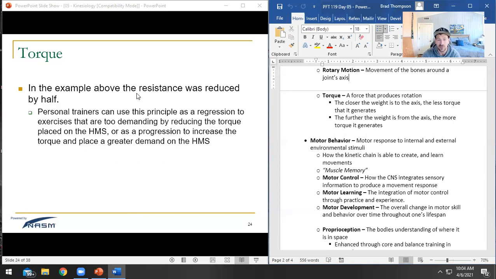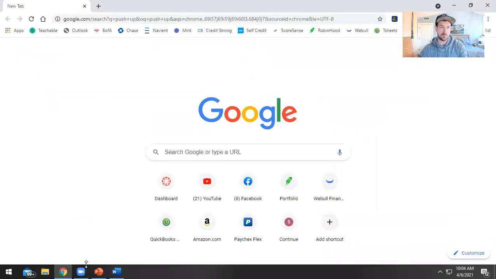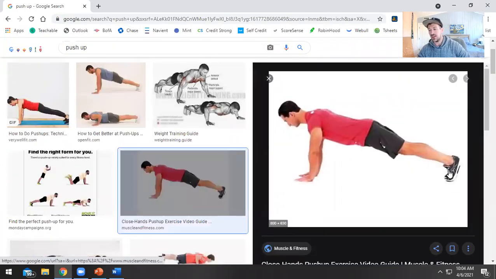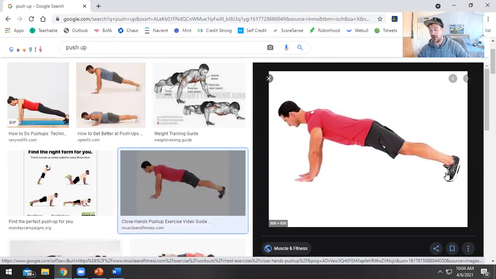So in the example above, the resistance was reduced by about half, so we can use this as a regression for our clients. This is one of the reasons why doing a push-up on the ground versus doing a push-up on an elevated surface is so much easier. If you think about where the pivot is happening, let's look at a push-up here. You can see you're pivoting from all the way over here. That is a long way away. So when you go down like this, there's a lot of torque.